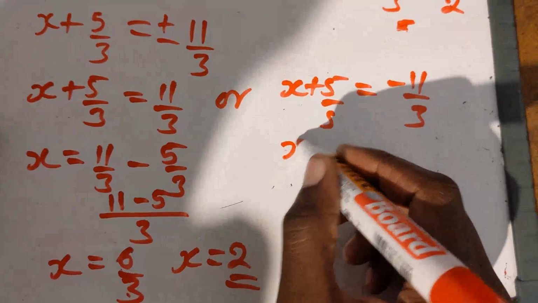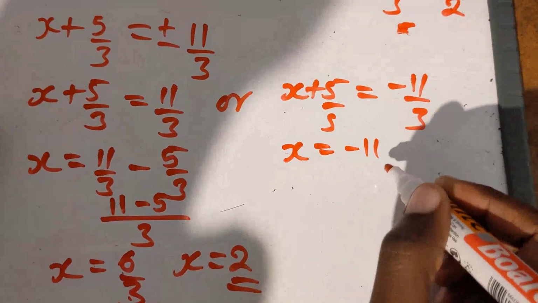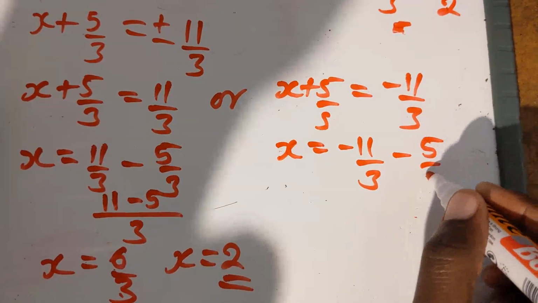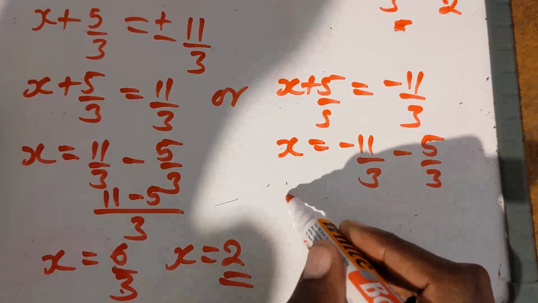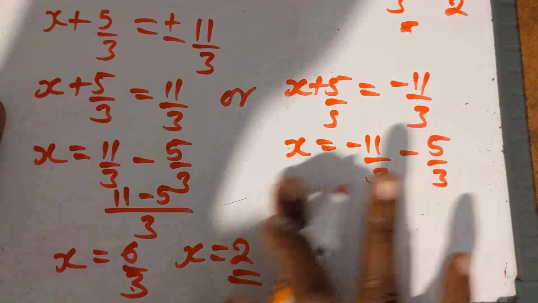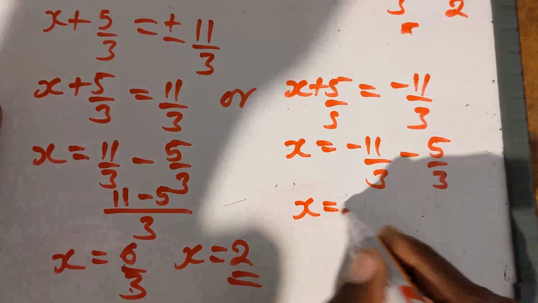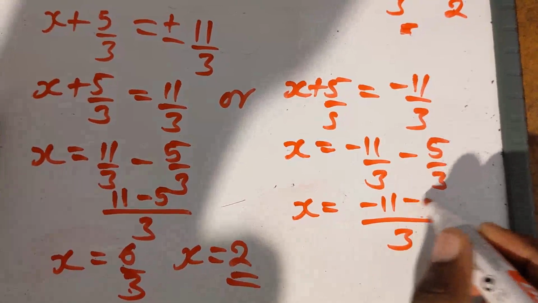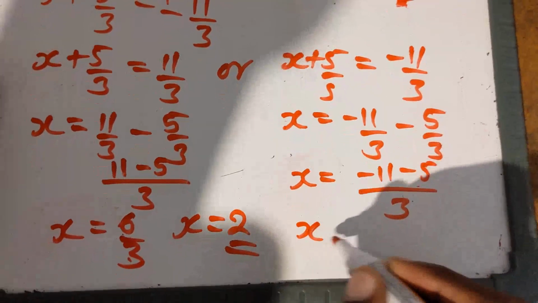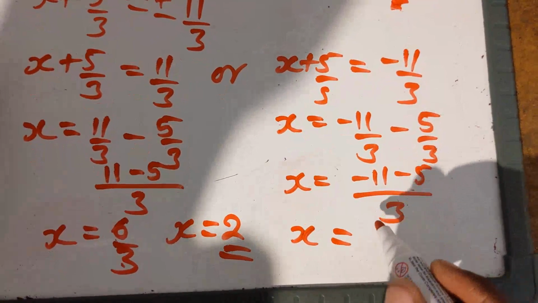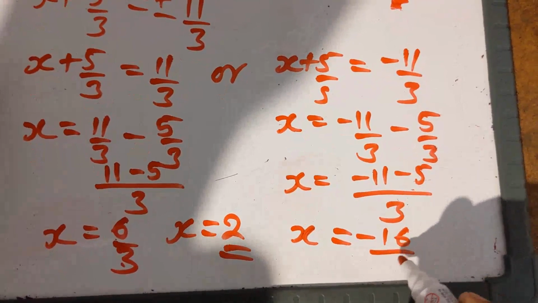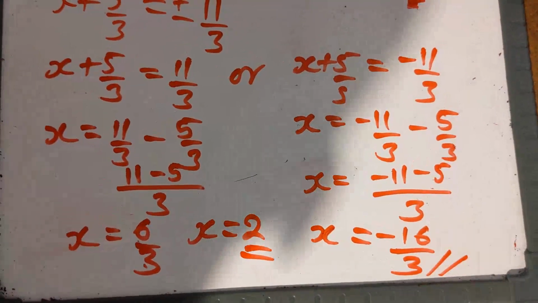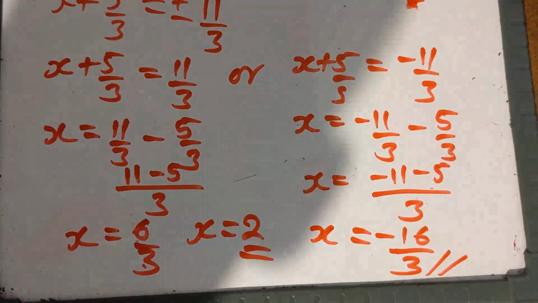Coming to this, x is equal to negative 11 over 3 minus 5 over 3. You're going to have x is equal to negative 11 minus 5 over 3, so this is going to be negative 16 over 3. So this is the other value. That is how you solve questions in the completing the square method.